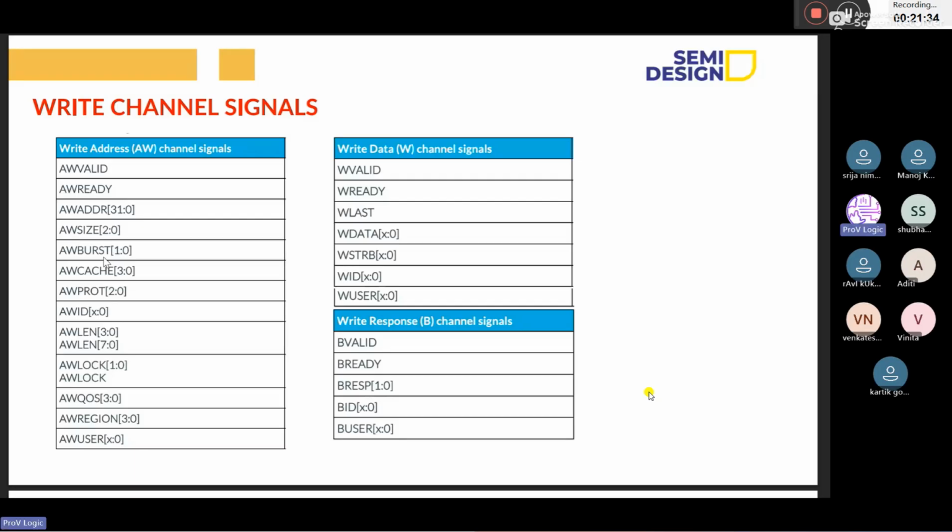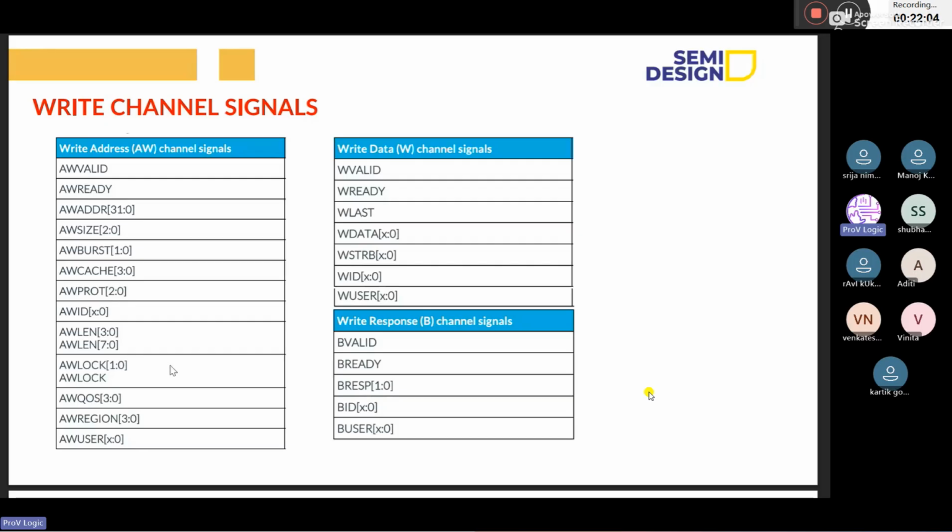AW valid is a single bit. If you observe here, the bit widths are also indicated. AW valid is a single bit, ready is a single bit, address is 32 bits, size is 3 bits, burst is 2 bits, cache is 4 bits, and protect is 3 bits. ID depends on the number of transactions. And the length, AW length, has 3 bit, 4 bit, and 8 bit variants, and lock.